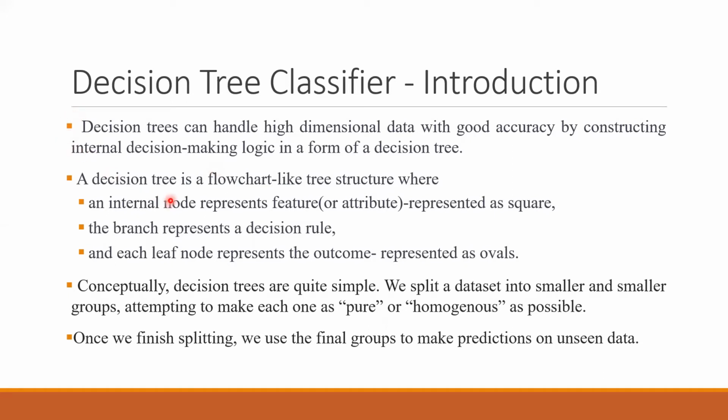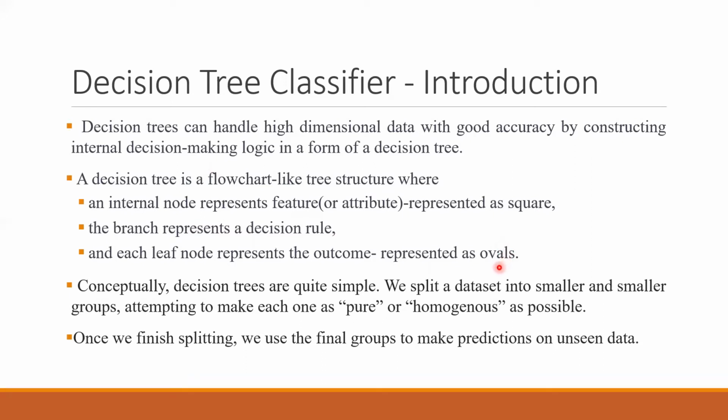And a decision tree is a flowchart like tree structure where internal nodes represent the features or the attributes, represented as a square. So all the features of the data set are part of the internal nodes. The branch represents a decision rule. Whatever the decision rule is, that will be the branch, and the leaf will be the outcome, and it is represented by the ovals.